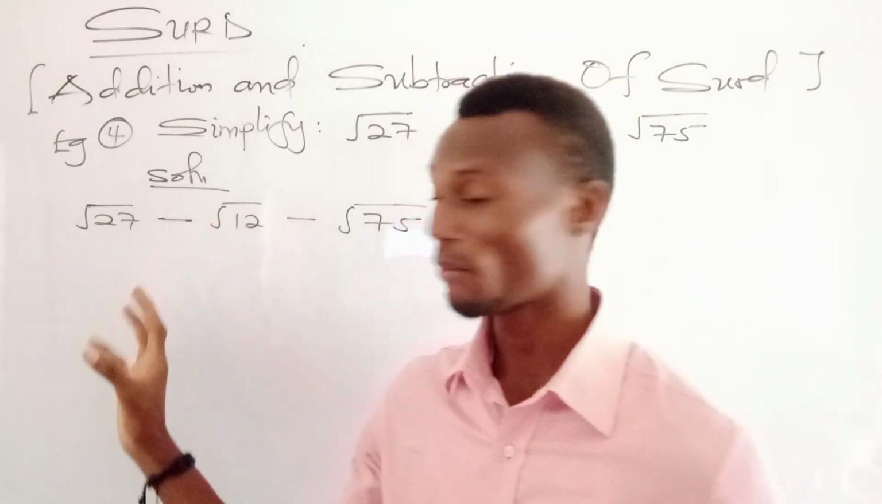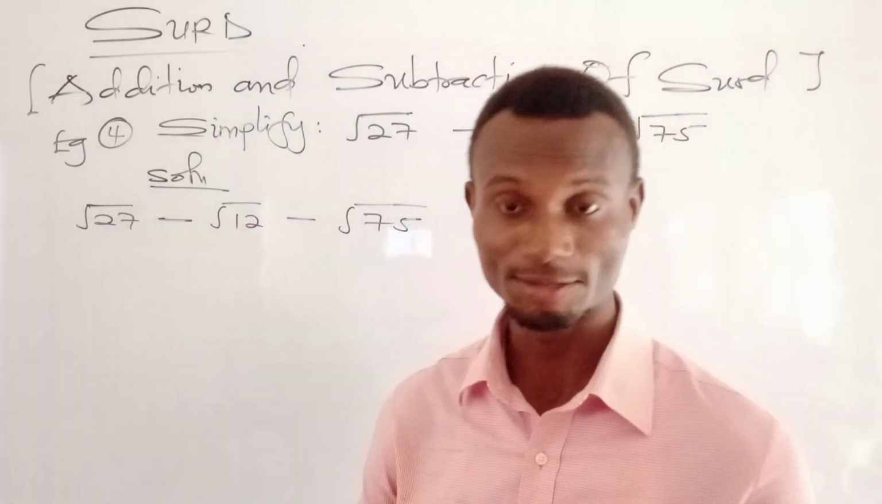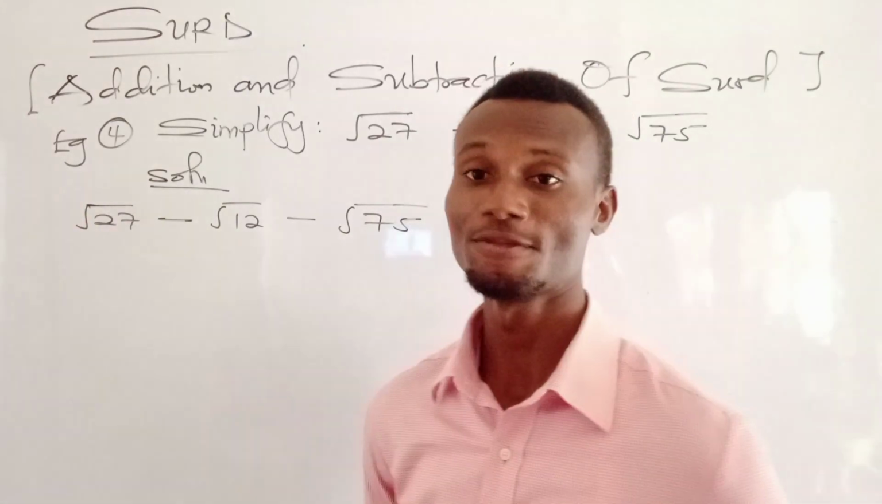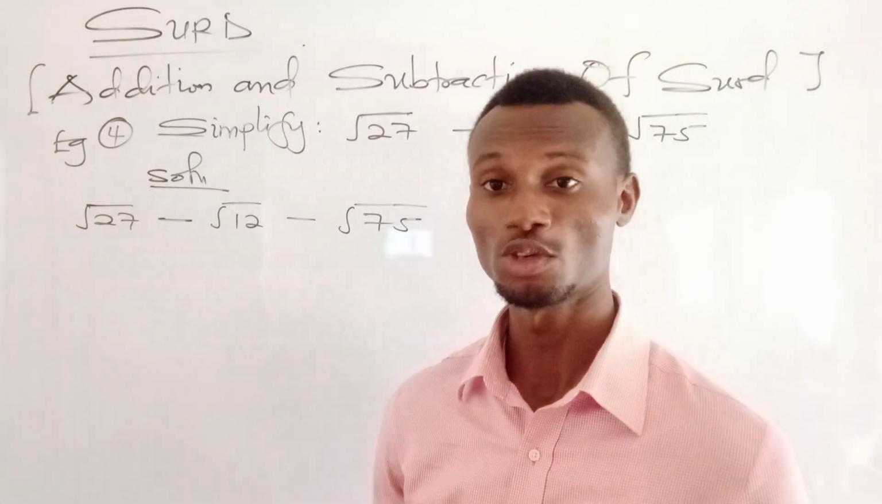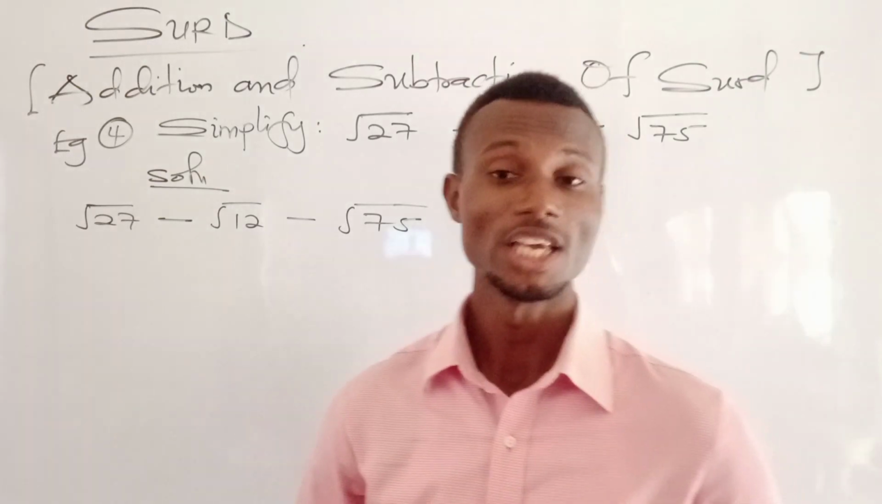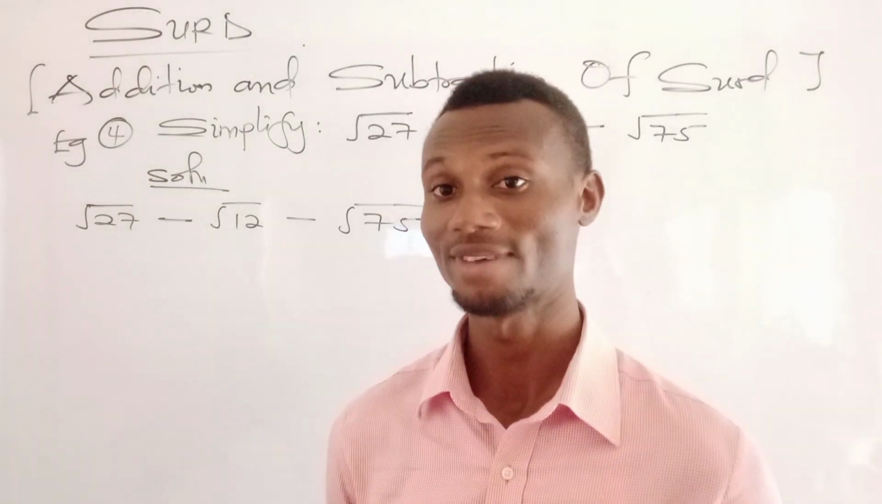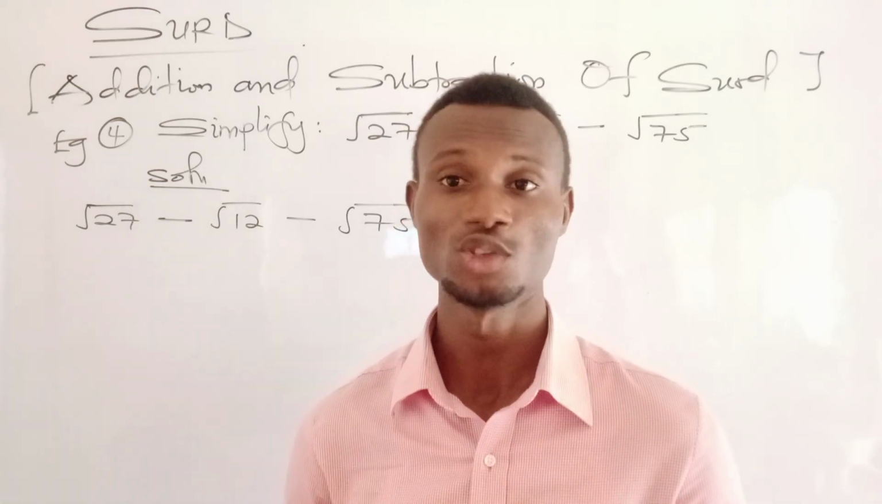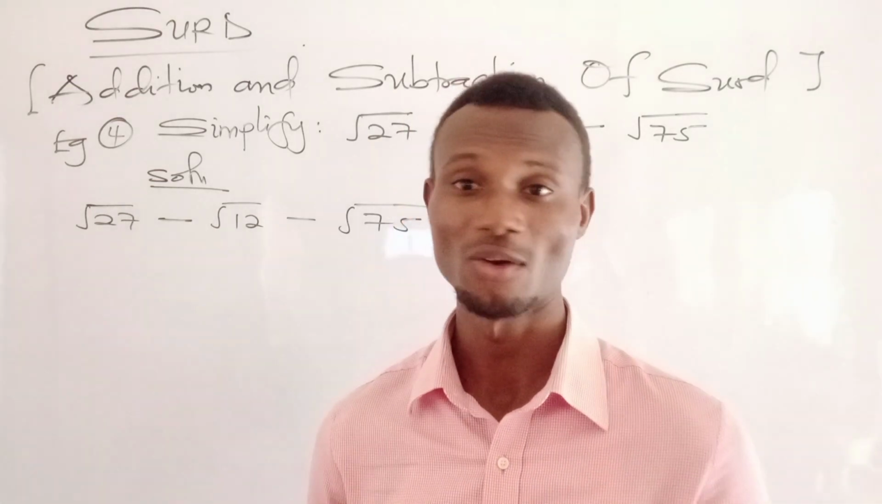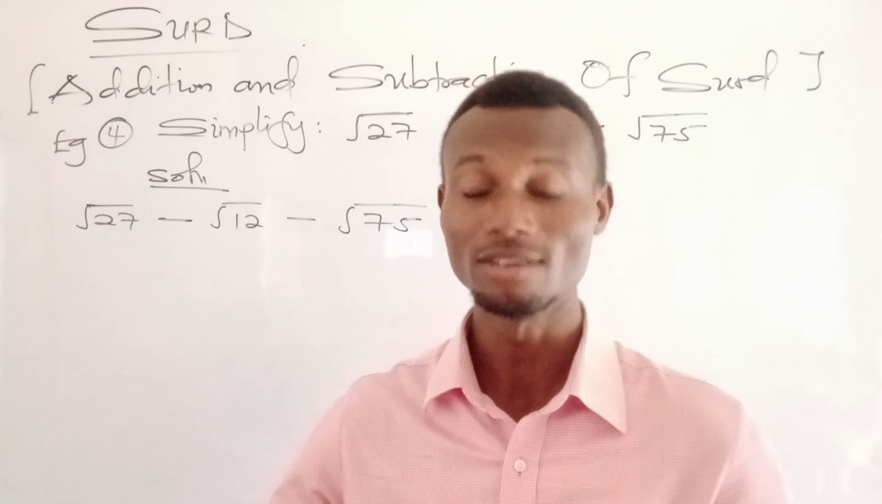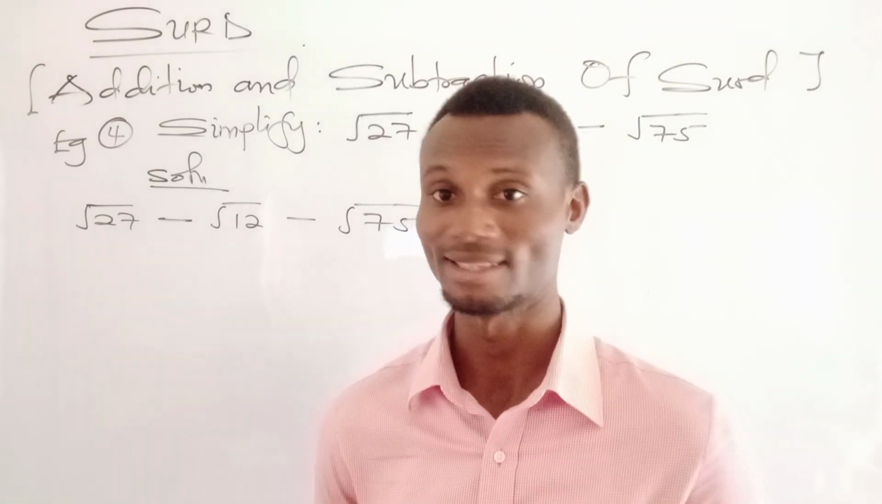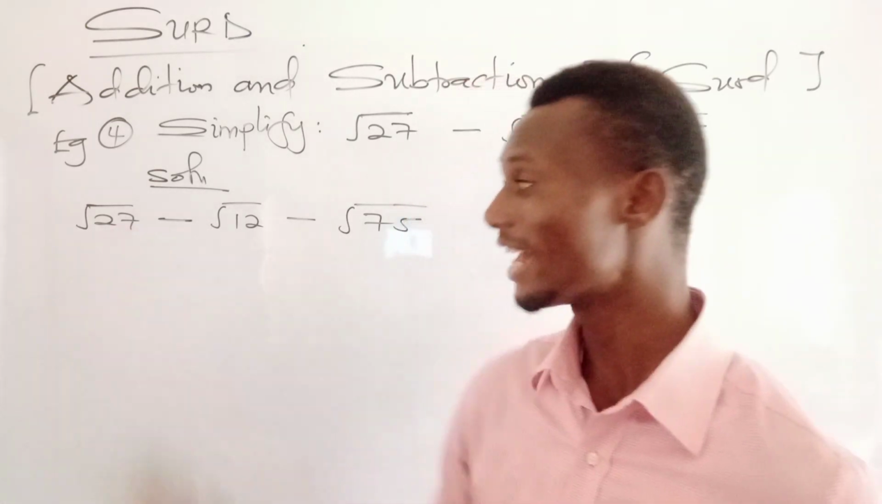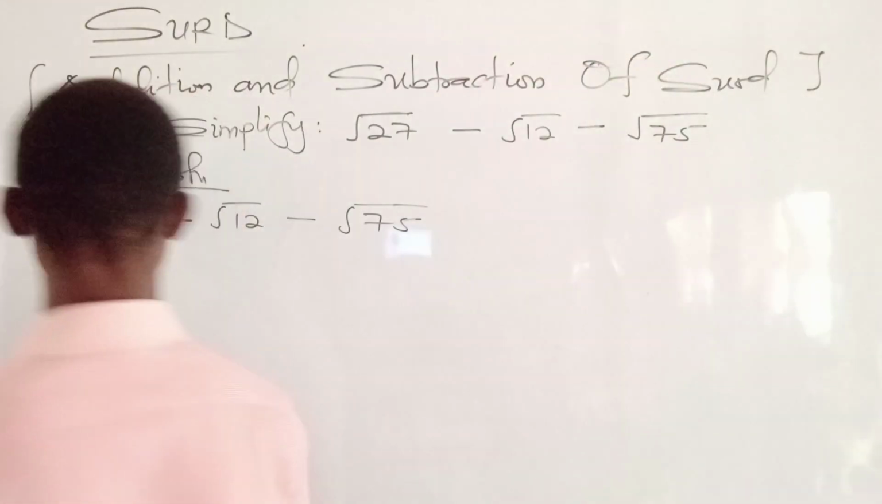So we are going to use the simplification of surds to simplify the square root of 27. I've taught you simplification of surds. If you don't have any knowledge on simplification of surds, then it means you are going to struggle with this, so do well to watch the videos that I've done on surds from the beginning, so that you can understand all this. So let's go ahead, starting with the square root of 27.